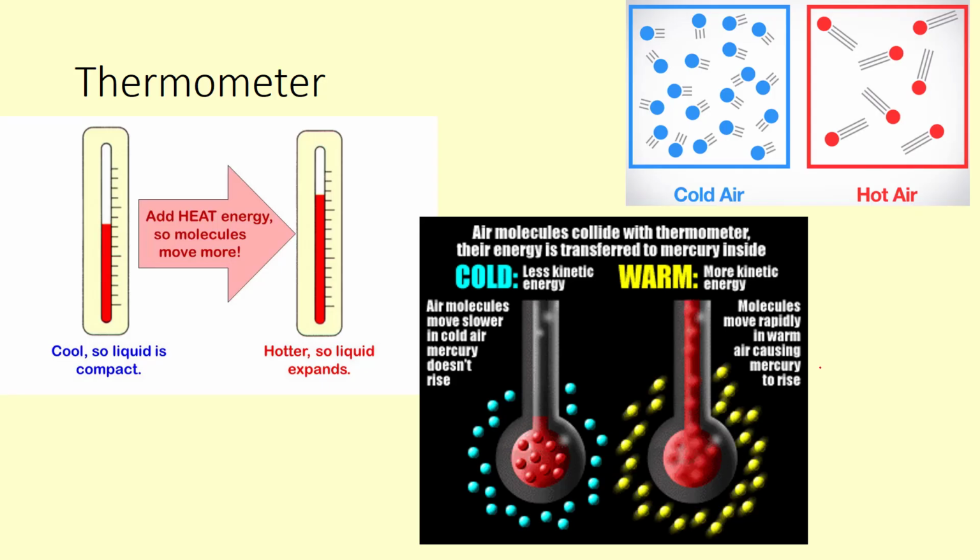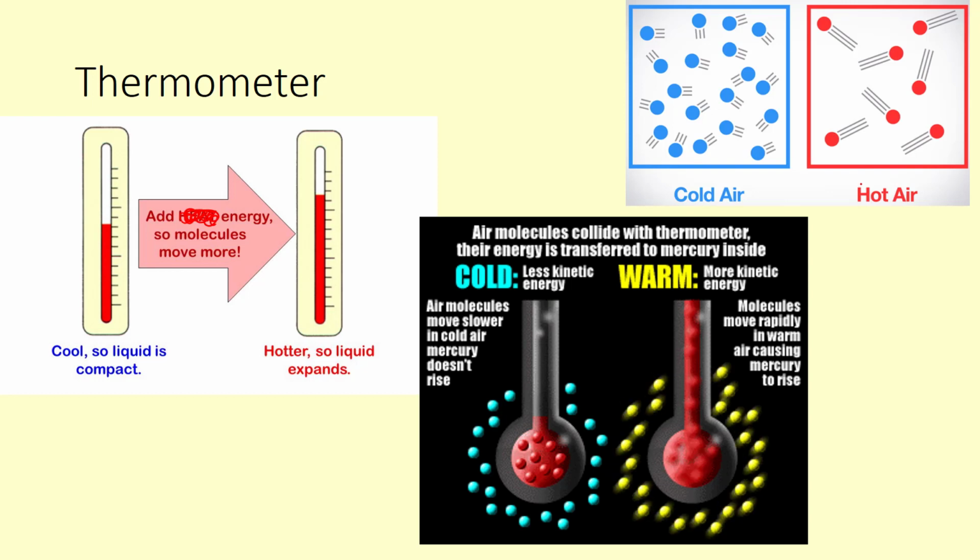All right. Anyway, so what do we use to determine this energy stored thermally in the motion of particles? We use the thermometer. Okay, and you add thermal energy and the molecules move more. Right? So if you have a cool liquid, molecules are moving. But you add energy to that liquid, the molecules get hotter, and so they expand.